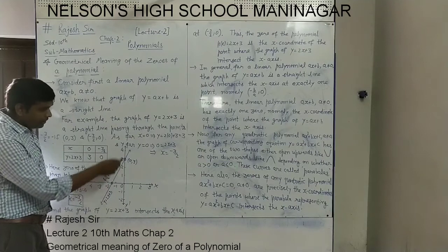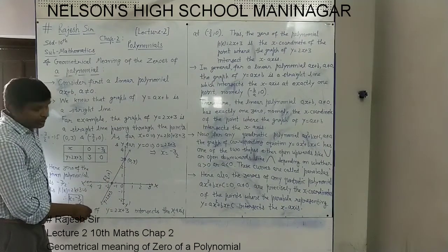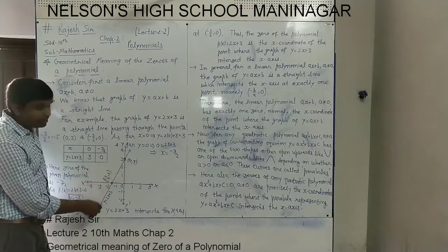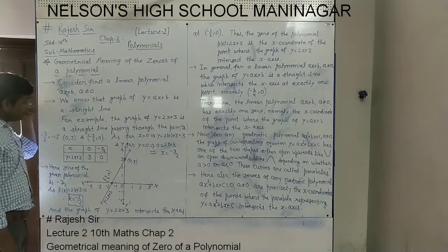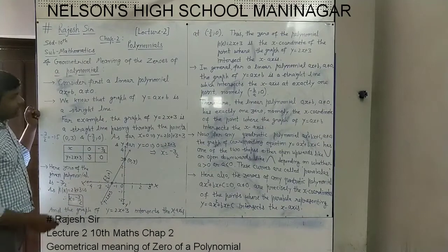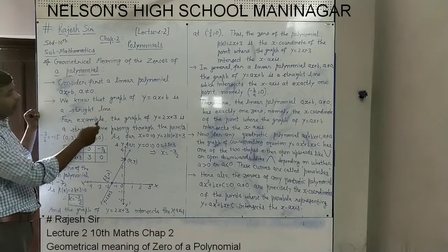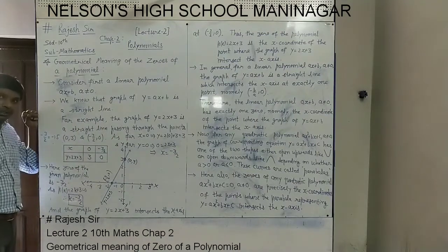Now joining these 2 points, you draw a line. So you will find that when you join these 2 points, you get a straight line. So this way we have seen that for a linear polynomial, the related graph will always be a straight line.